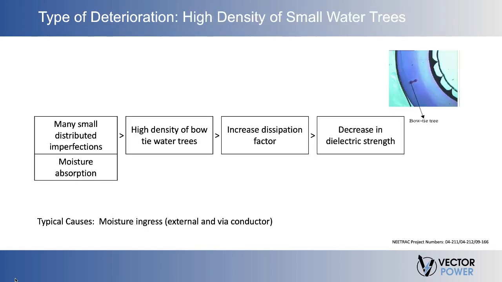Now, another type of deterioration is a high density of small water trees. Many small distributed imperfections are caused by a spread of water trees and moisture absorption in the dielectric. This can lead to a high density of bow tie water trees, which will increase the dissipation factor, or increase the tan delta, and decrease the dielectric strength of the material.